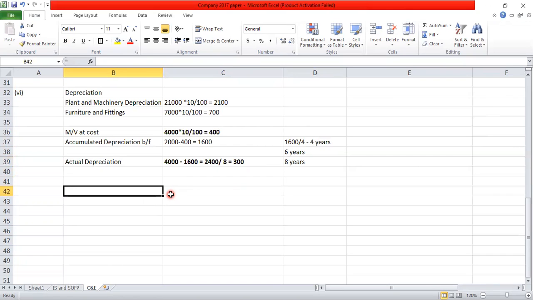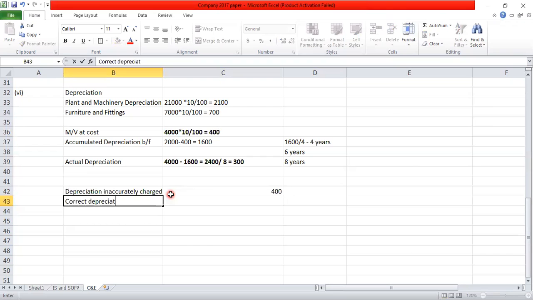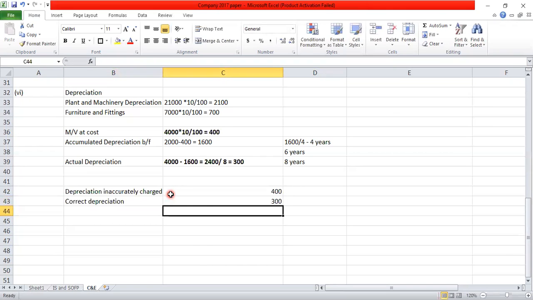Now, what was the erroneous depreciation? Depreciation inaccurately charged. How much? 400. Correct depreciation is how much? 300, right? So 400 minus 300 will give me an amount of 100. The reason is they have charged 100 in excess. This 100 I should remove from the analysis column because this is a wrong way of charging depreciation.